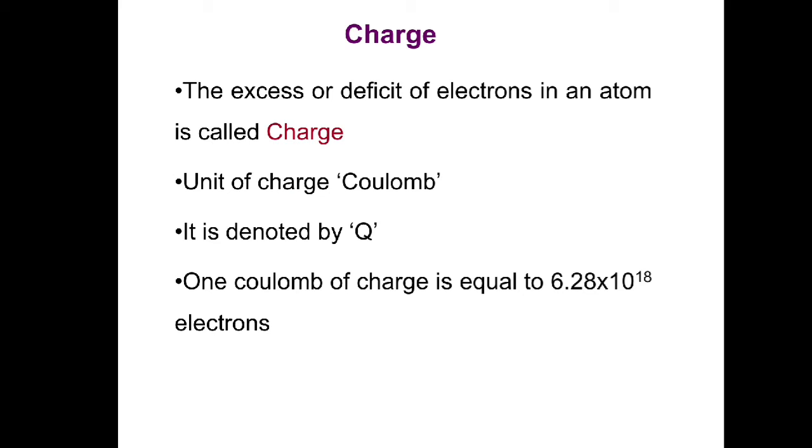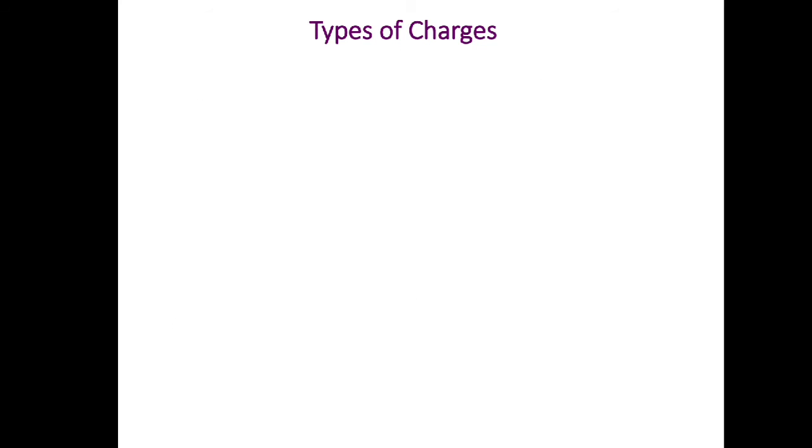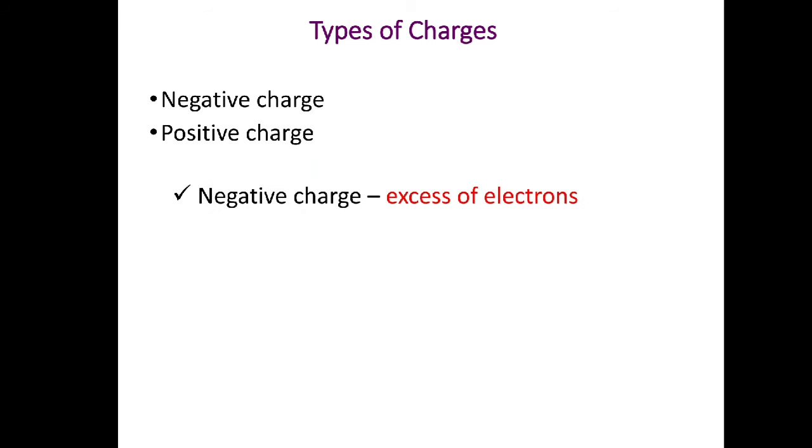The unit of charge is the coulomb. It is denoted by Q. One coulomb of charge is equal to 6.28 into 10 power 18 electrons. Based upon the above discussion, how many types of charges are there? One is a negative charge, one is a positive charge. A negative charge means, as discussed, an excess number of electrons. A positive charge means, instead of saying more protons, we can say a defect of electrons.